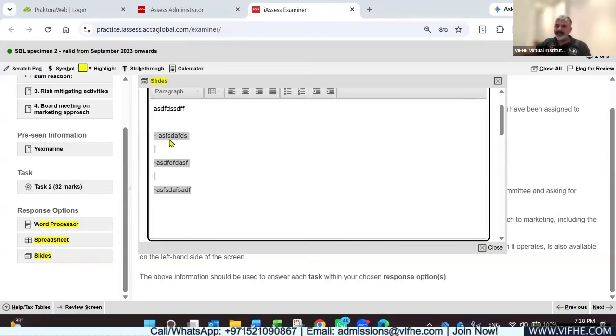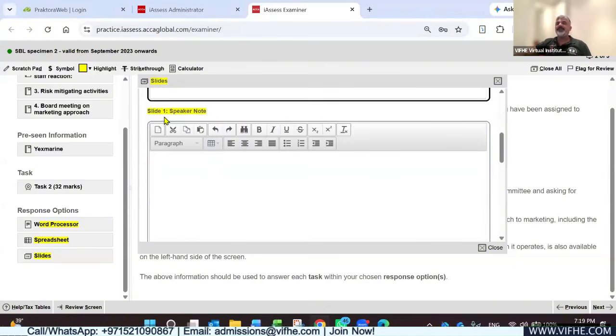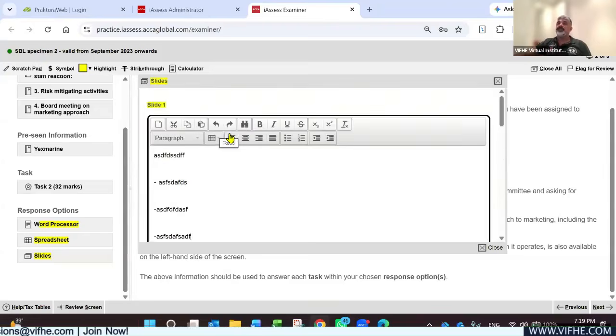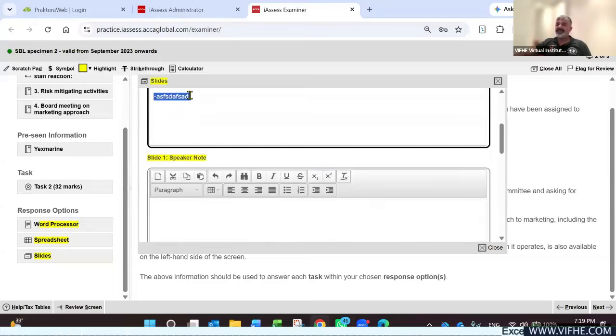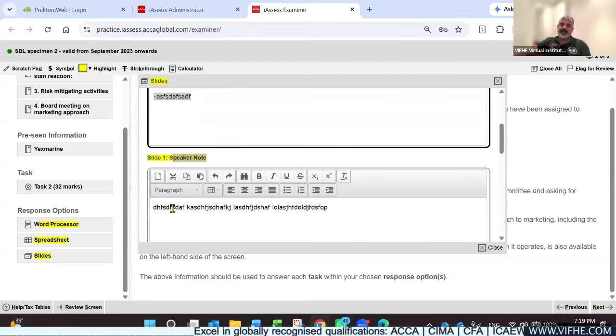Now, where do we explain these bullets? Just scroll down, and here you will see another text box. Here it says slide number 1, speaker note. So slide number 1 is the slide itself in which you will mention the bullets, and just underneath the slide, you will see the speaker notes for slide number 1. Here you will type your paragraphs.